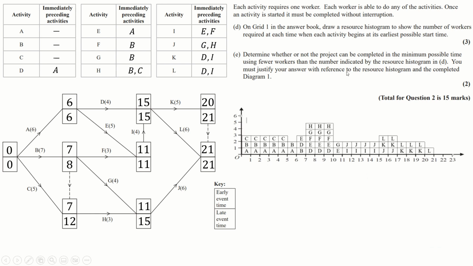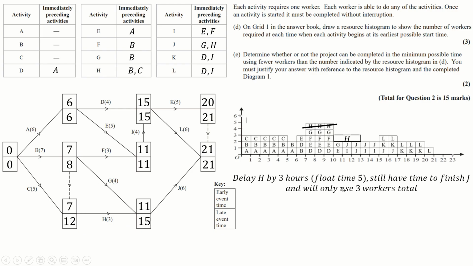Determine whether or not the project is completed with fewer workers than indicated here. Now 5 workers are indicated here. It feels like you can probably do better than this. Let's focus on this stack here of 4. H only takes 3 hours. And actually, the float time: 15 take 3 take 7 is 5, I believe. So H has a float time of 5, which means we could delay H by up to 5 hours. Now we don't need to, we could just delay it by 3 hours and put it down here, and that takes off this worker, and now we just have 4 workers.